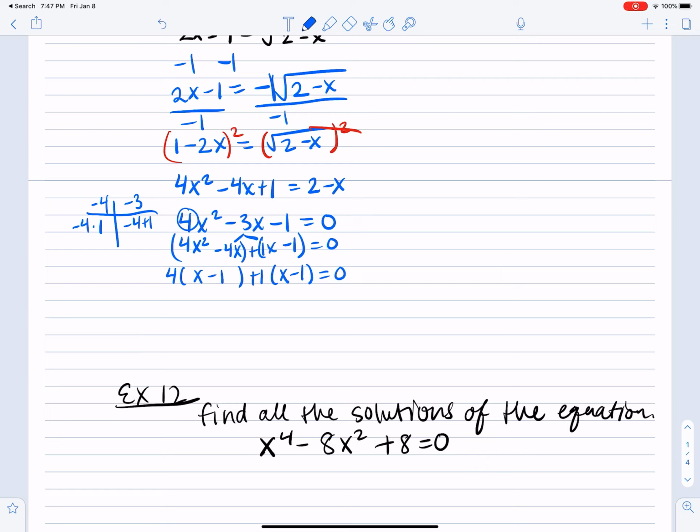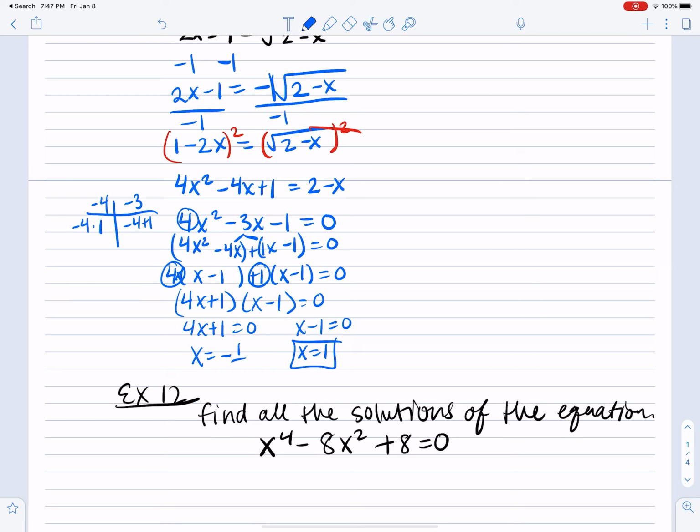So then you take this and, oh, this should have been an x, sorry. So you take 4x plus 1 and then x minus 1 equals 0, and then you set those both equal to 0. Okay.